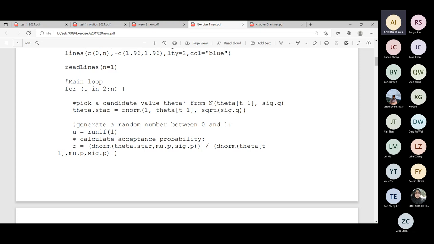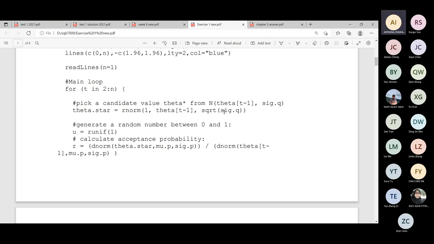Okay. So if you have rnorm in R, it takes the number of variates, the mean, and the standard deviation, not the variance. So if you want to use rnorm, you have to put the value of the standard deviation and not the variance. That's why if your sigma q here is your variance, it should be the square root of sigma square, because rnorm uses a standard deviation, right?